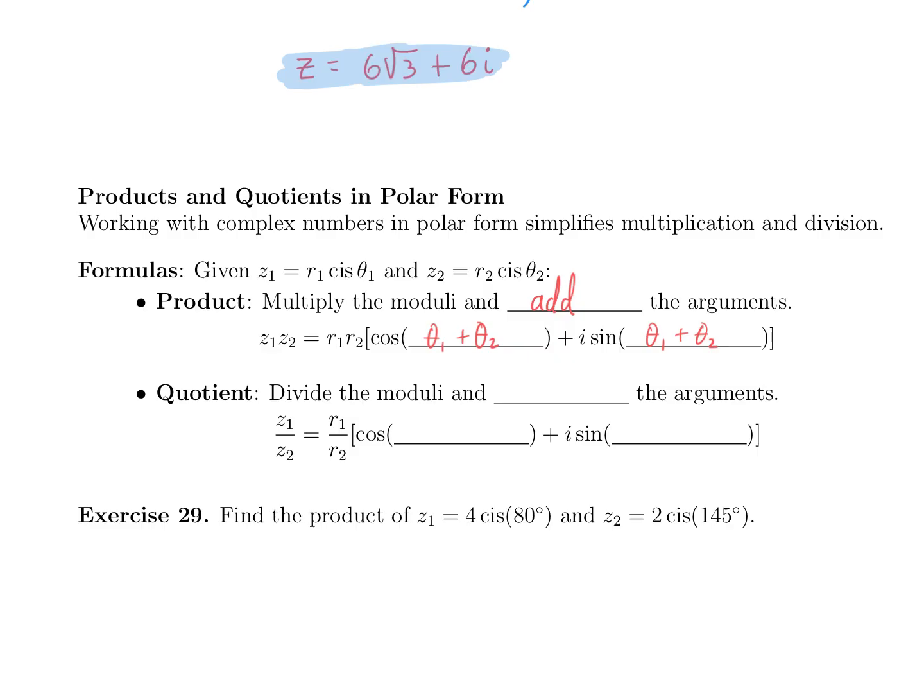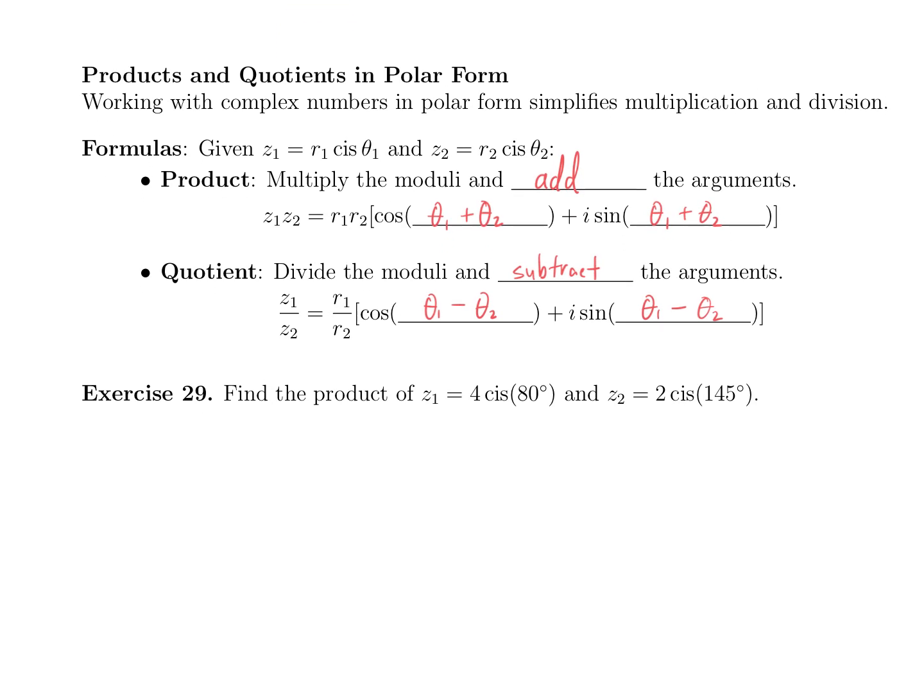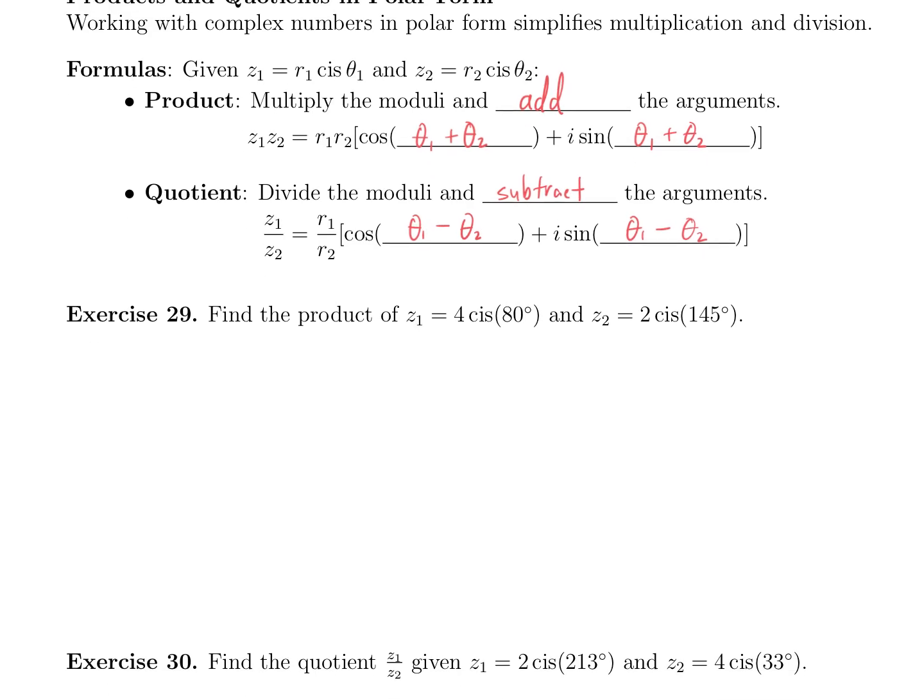And when you divide two complex numbers that are in polar form, you're going to divide the moduli, divide the r's, and you're going to subtract the arguments. So it's going to be theta 1 minus theta 2. Perfect. Okay, so that's the formula. Now let's apply those formulas to this example.